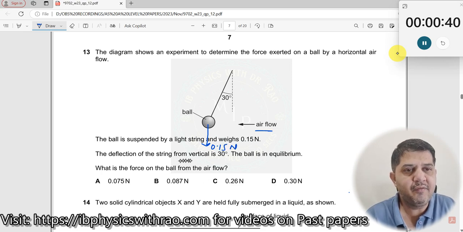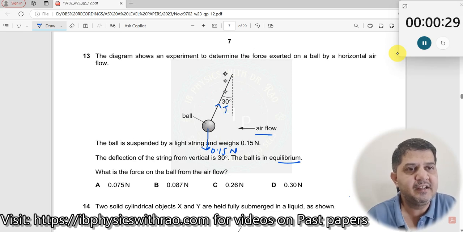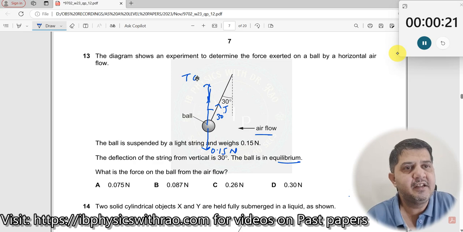The deflection of the string from the ball is 30 degrees. The ball is in equilibrium. Okay, what is the force on the ball from the airflow? The moment you say equilibrium, you can apply FBD. So what is the FBD here? This is the tension over here. If this is 30, then this should also be 30 degrees, right? If this is 30, the component of tension along this direction should be T cos 30 and along this direction should be T sin 30.